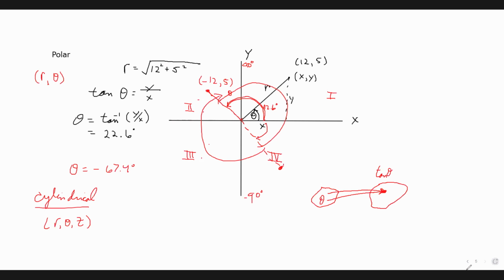Now, spherical coordinates are a little different. They are actually the one that is generally the most complicated. So let's draw our x, y, z axes here.